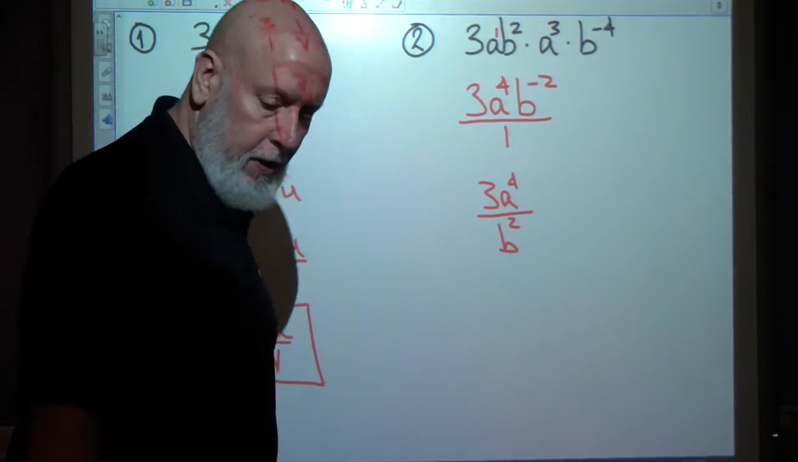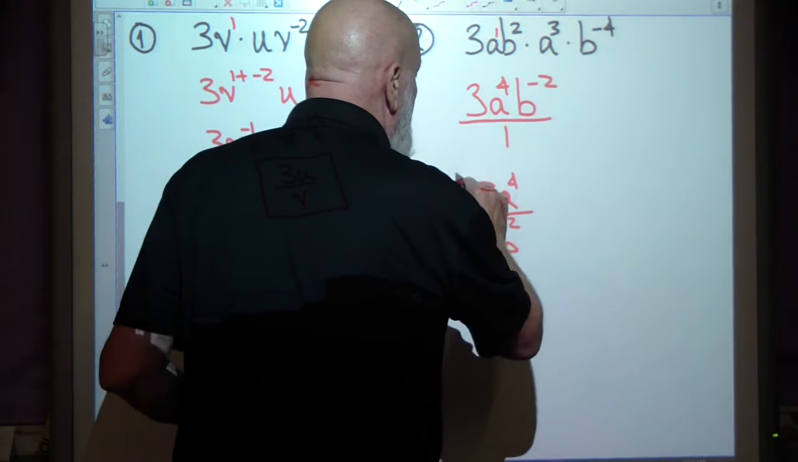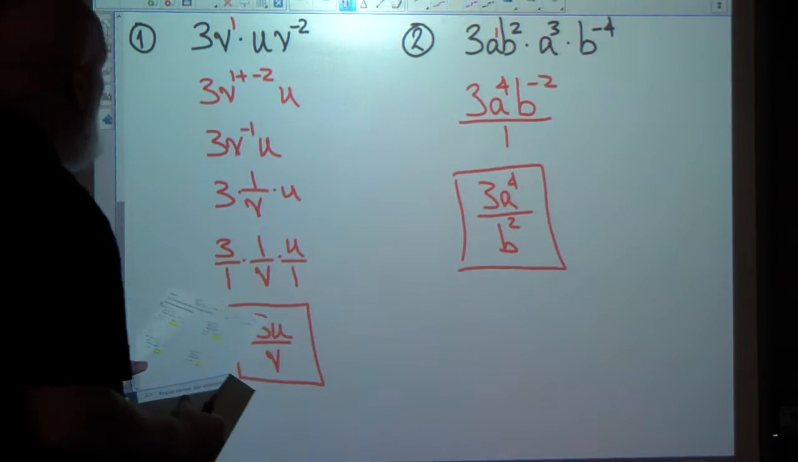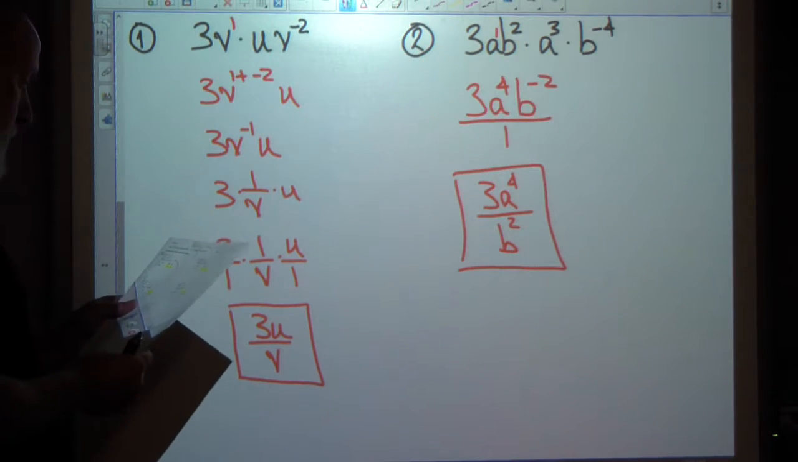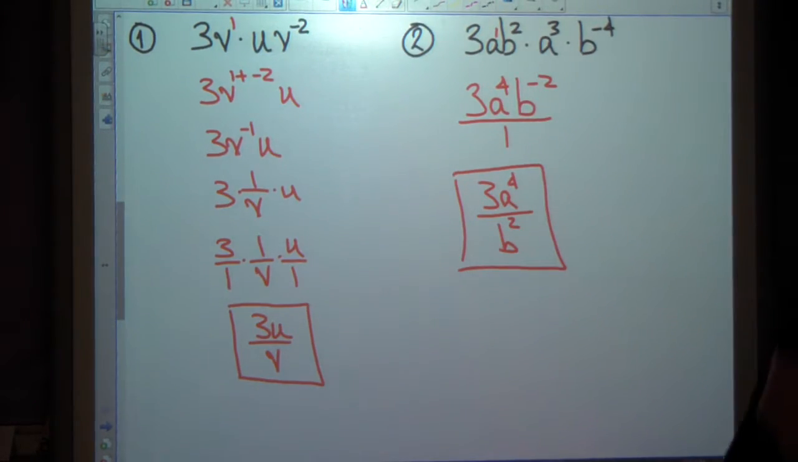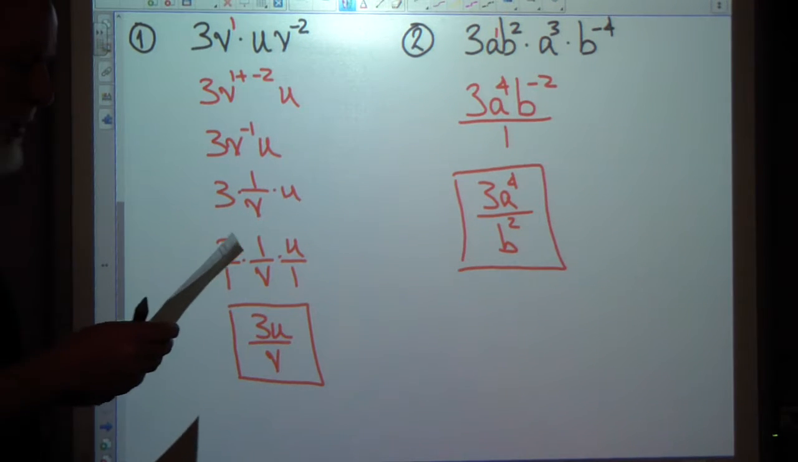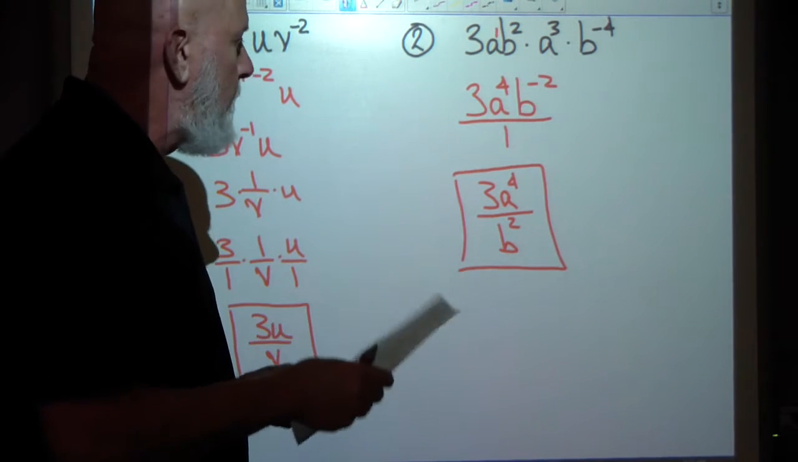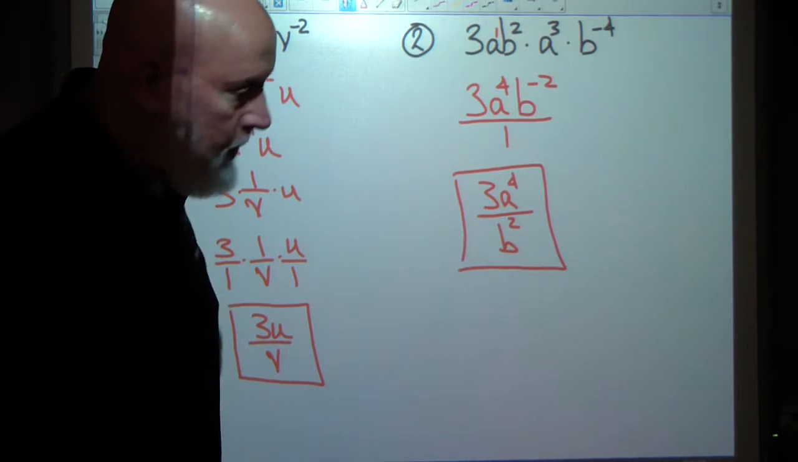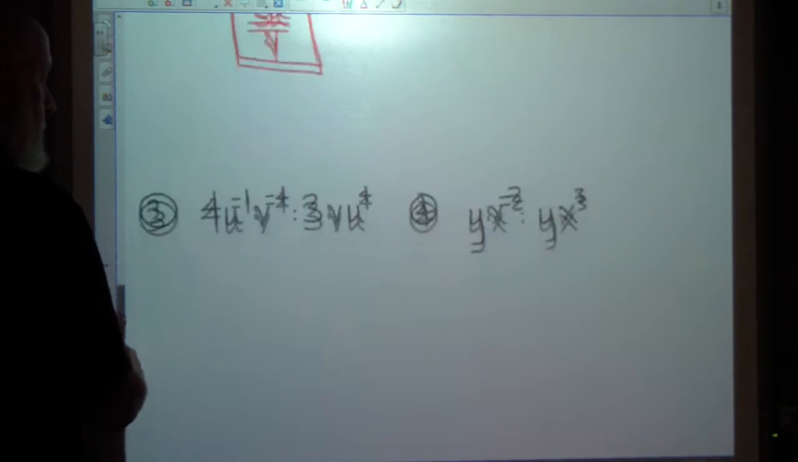There we go. Let's see if I got those two right. Number 1. Whoops, I grabbed the wrong key. Number 1 is 3u over v, yay. And number 2 is 3a to the 4th over b squared, yay. So we're off to the races. Let's take a look at another one.